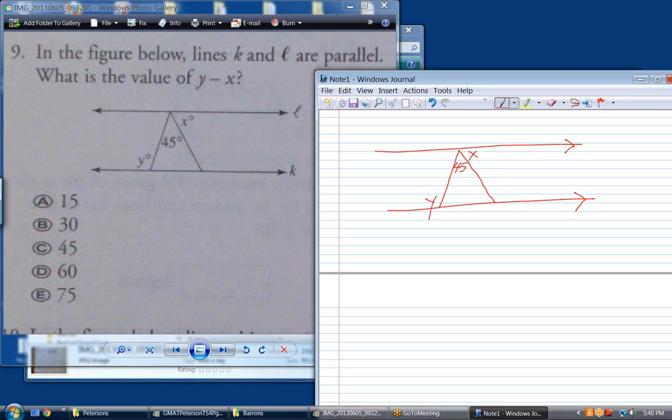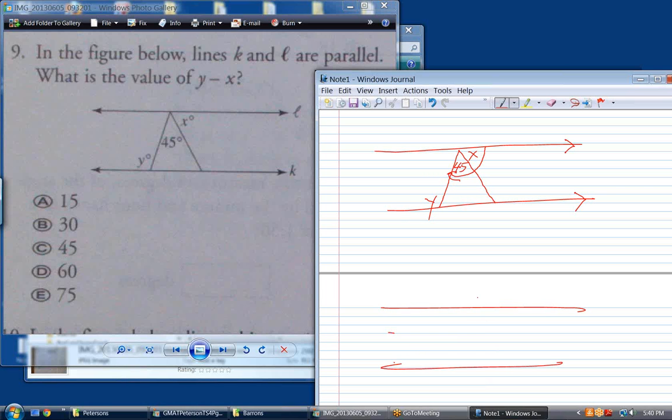Okay, well, x plus 45 plus... No. x plus 45 plus y is equal to 180. Okay, because x plus 45, actually isn't x plus 45 equal to y based on parallel lines and transversals?